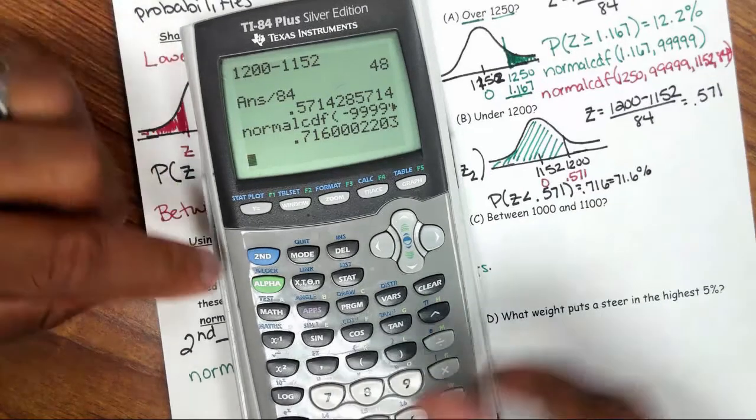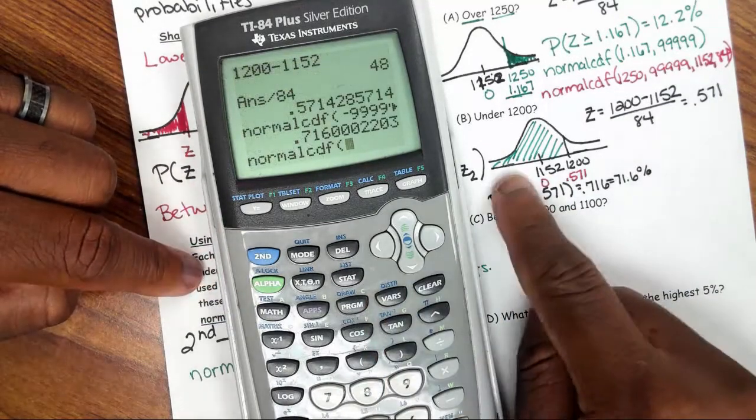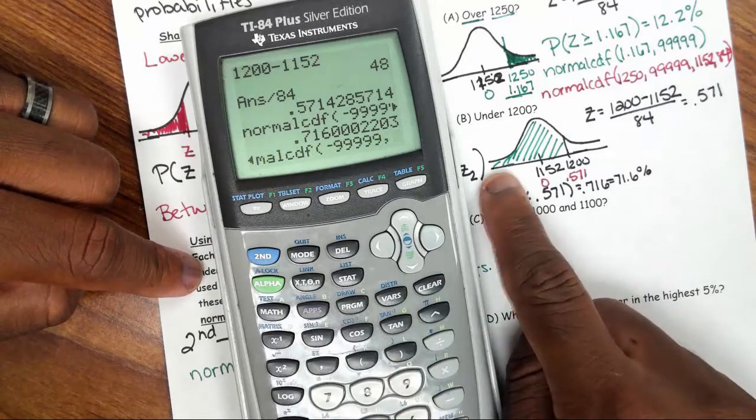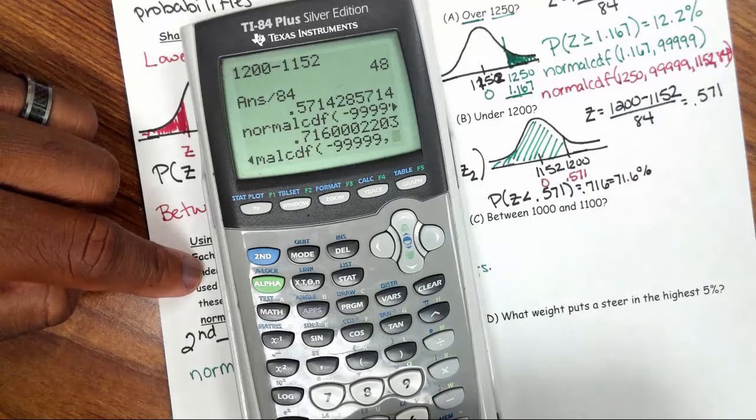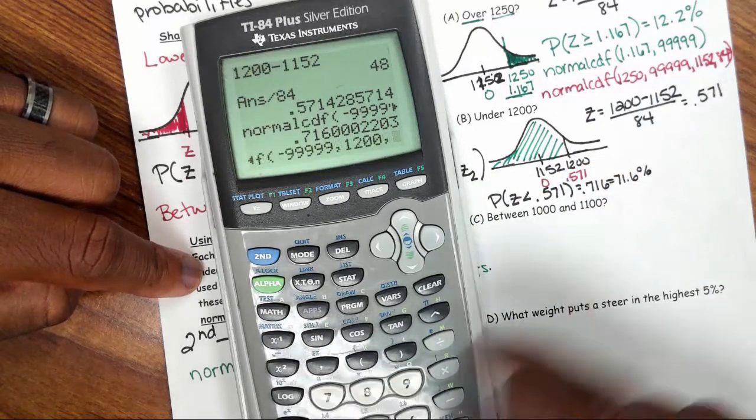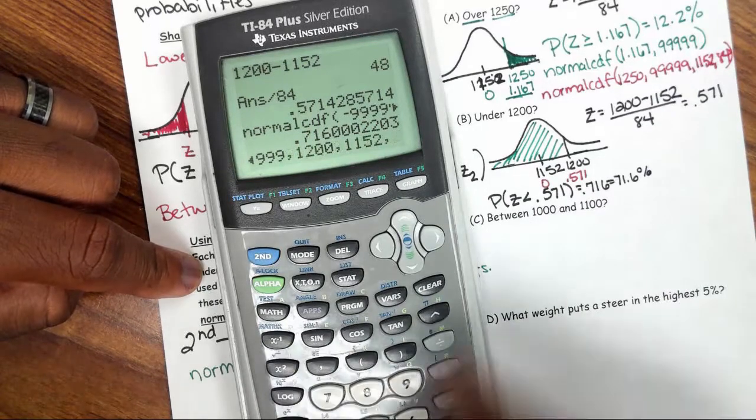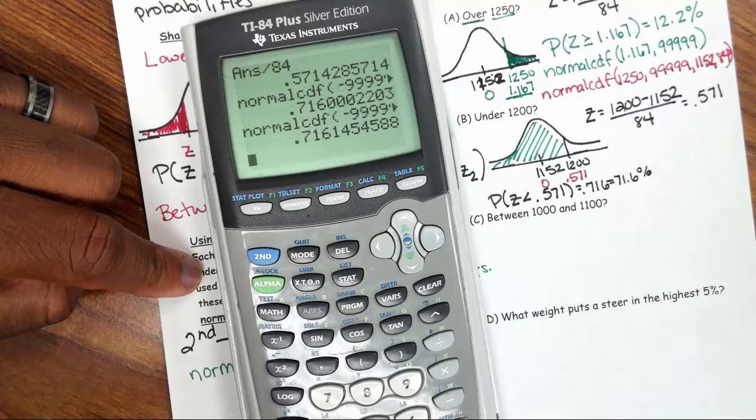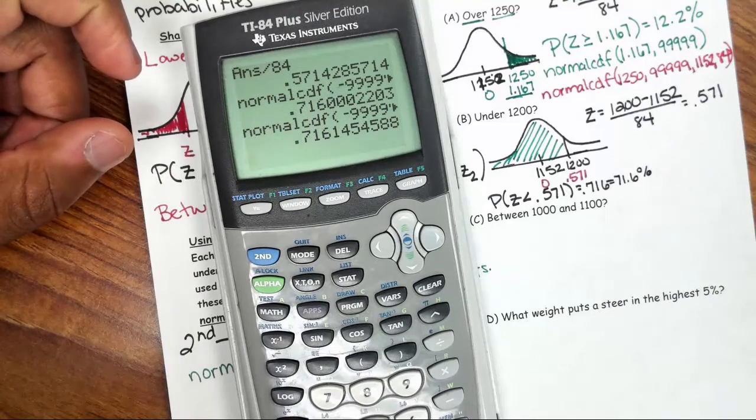And again, you can do this the short way by doing second vars, normal CDF. The lower bound again is these negative 9s out here. The upper bound is this number right here, that 1,200 this time, instead of changing to a z-score. Leave it at 1,200. The mean is 1152 of the distribution. The standard deviation is 84. When you do that, you get the exact same thing. A little round off error on that, because we rounded off our z-score.